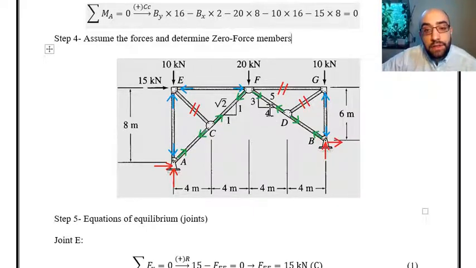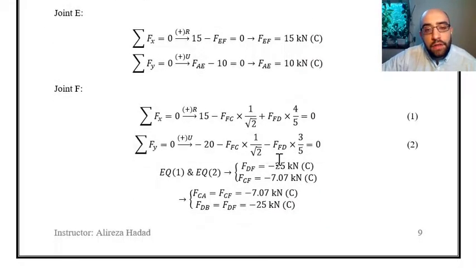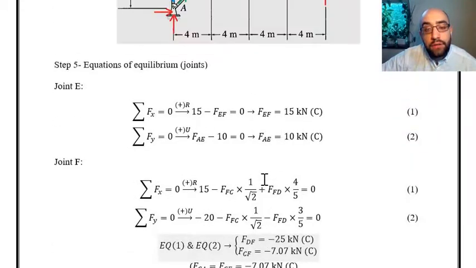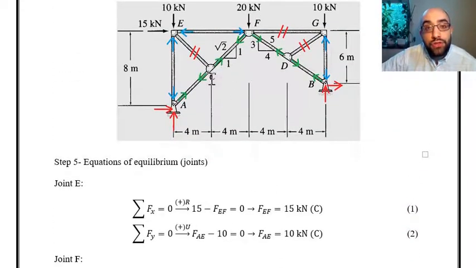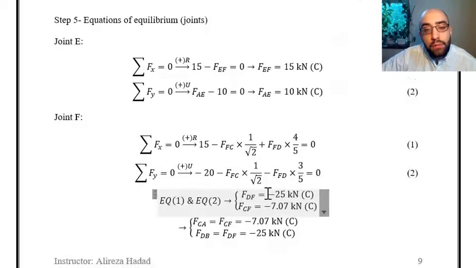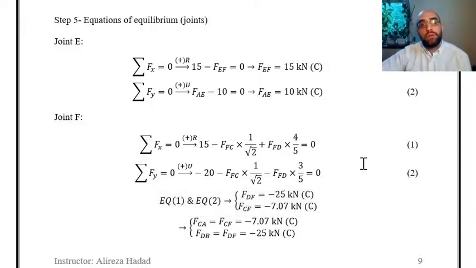I assumed these are in tension. As you can see, I put the green arrows, but based on the negative sign that I got over here, it means that these values are in compression. I'm not going to change the direction of these arrows, but in my future calculations, whenever I have FDF, I have to consider minus 25 kilonewton instead of FDF, right?